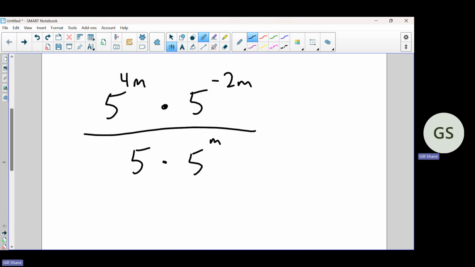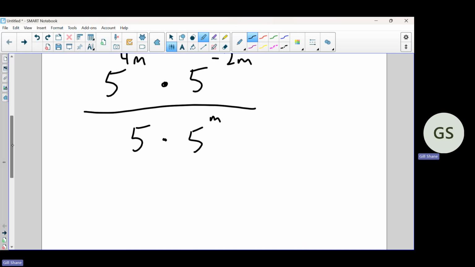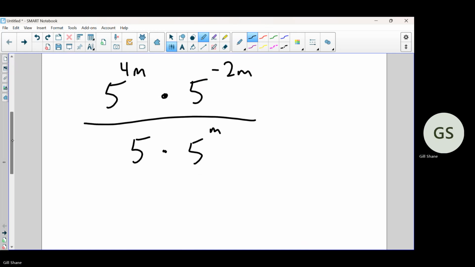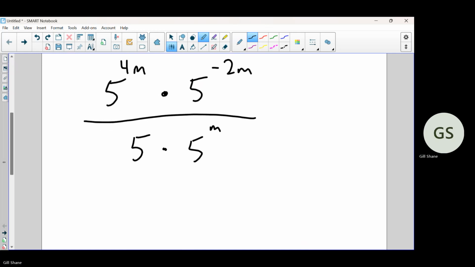I'm not going to do that. Since it's the product rule, I'm not going to break it all out into a long string of 5s to the m, because you should understand, hopefully, the product rule. I might do it in a minute, but not right now. So anyway, if I have the product rule, I can just add the exponents.